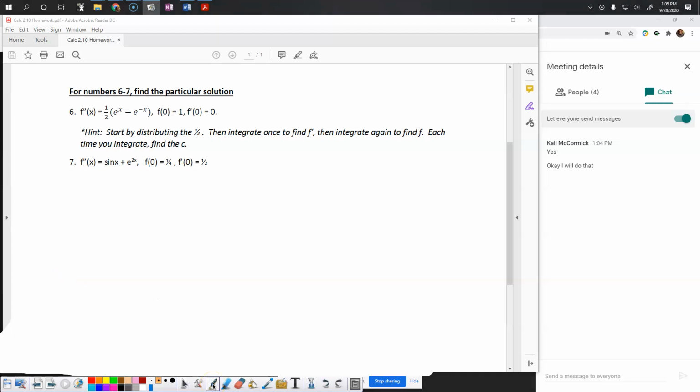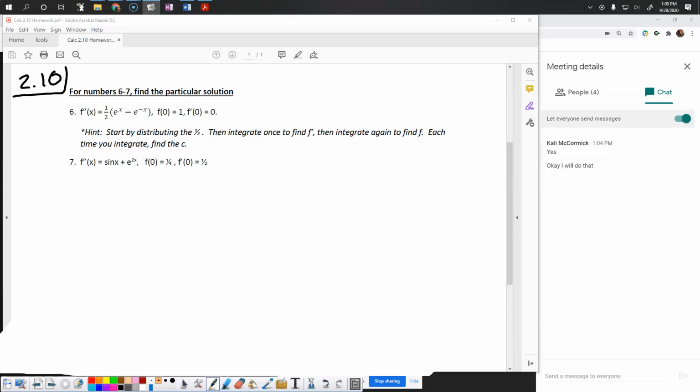So this is for numbers 6 and 7 on the 2.10 homework. Just once again, kind of that extra push for you guys. It's not just a straightforward question that we talked about in class. Something to make you think a little bit here.